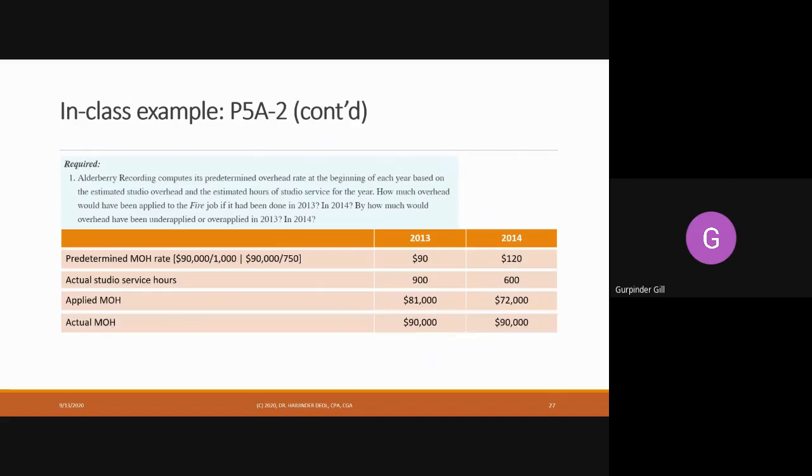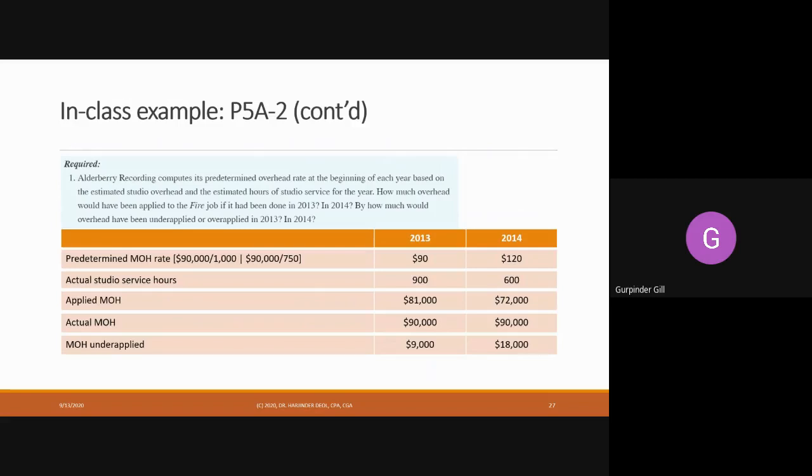Now, this is what we applied during those years. The actual came out to be exactly $90,000 in both of these years. So, in both of these years, our MOH was underapplied by the difference. In 2013, that was $9,000, and in 2014, it was $18,000 underapplied.